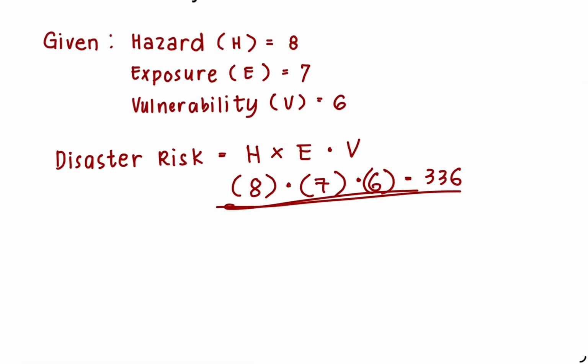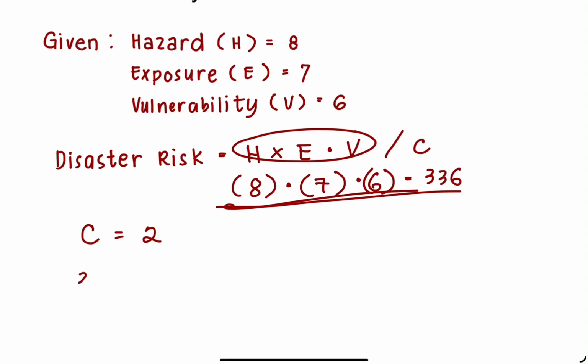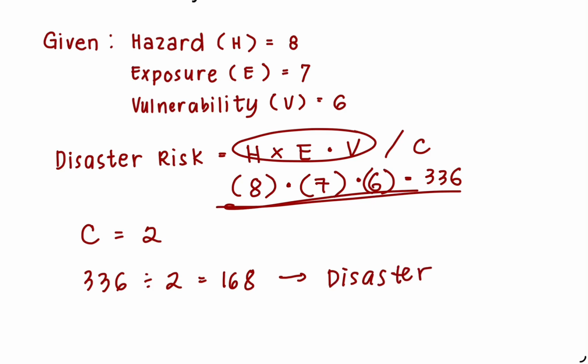In some other literatures, they add the coping capacity as part of this formula, and they divide these with the coping capacity. So let's say the coping capacity of Carlo is equal to 2 out of 10, since he is not prepared at all. So 336 divided by 2 is equal to 168. So this is the disaster risk of Carlo.